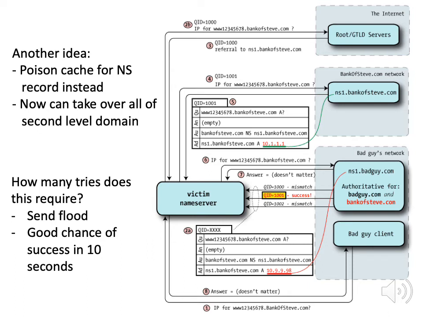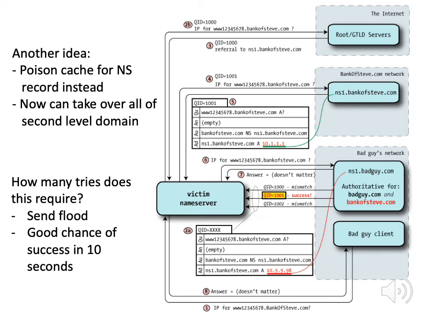It gets the referral response to ns1.bankofsteve.com. It sends a request to bankofsteve.com, and it gets a response from bankofsteve.com. For this random address, it'll get an error response because it doesn't exist, but it will also get back the IP address 10.1.1.1 for the name server bankofsteve.com.